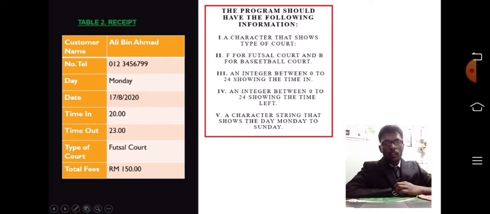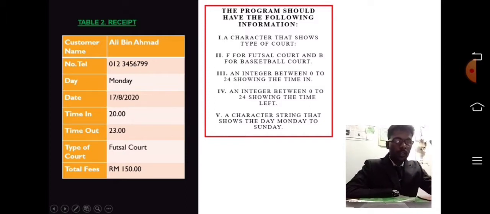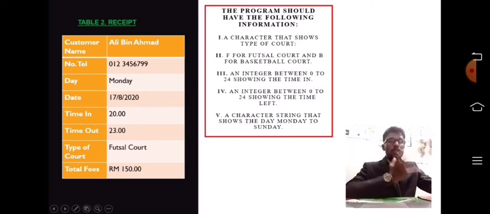Okay, last but not least, the program should have this information, which is the five things, and this is the most important thing. First, the character showing type of court. Type of court, we already know, there are two types of courts, futsal and basketball. The second information also touches on the type of courts, which means F for futsal court and B for basketball. Okay, this is more to the algorithm, where the next presenter will be presenting further information about this.